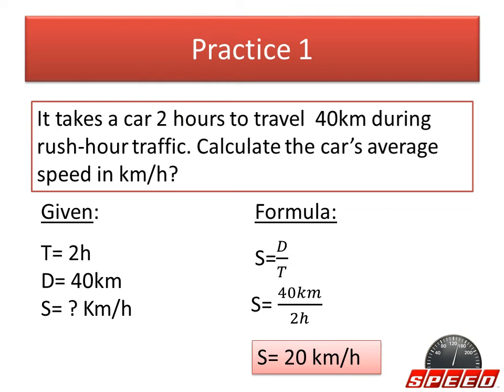Under the formula, I put the formula of speed, which is equal distance over time. Then I substitute the distance by its value, which is 40 kilometers, and the time by its value, which is 2 hours, and then I divide the distance by the time, or 40 kilometers by 2 hours. The answer is 20 kilometers per hour. So I can say that the average speed of the car is 20 kilometers per hour. In other words, this car takes 1 hour in order to cover a distance of 20 kilometers.